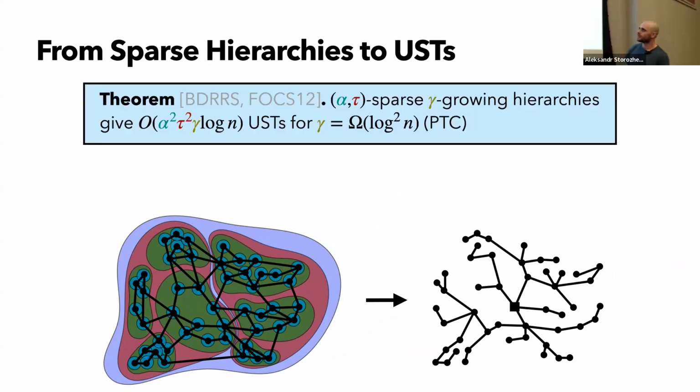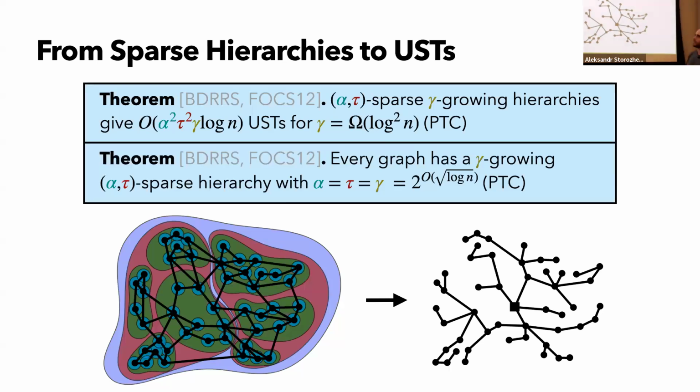Okay. So I said that these hierarchies have something to do with universal Steiner trees. So formally, here's what was shown in this earlier Fox paper. It was shown that if you give me alpha, tau, sparse, gamma growing hierarchies, as long as gamma is at least log squared n, then you can in polynomial time compute a good universal Steiner tree whose parameters are basically some smushed together polynomial in all of these parameters. So it's like alpha squared times tau squared times gamma times log n. So all this is to say that if you come up with good hierarchies, you can come up with good universal Steiner trees, where the carryover in parameters just picks up basically a log n, and a polynomial in the quality of the parameters.